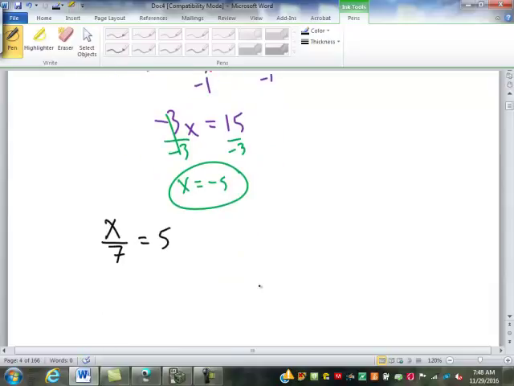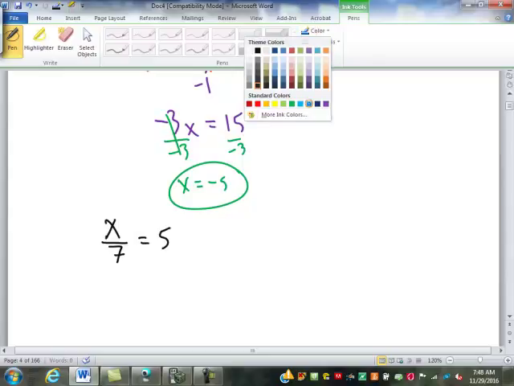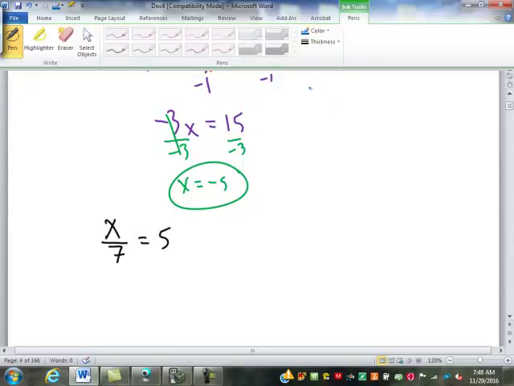So now we've got one like this. X over 7 equals 5. Now that x over 7 can be thought of in a couple of different ways. In this case, the easiest way to think of it is probably just as x divided by 7. And since x was divided by 7, how would we solve it? Multiply by 7. So it's 5 times 7 is 35. X equals 35.